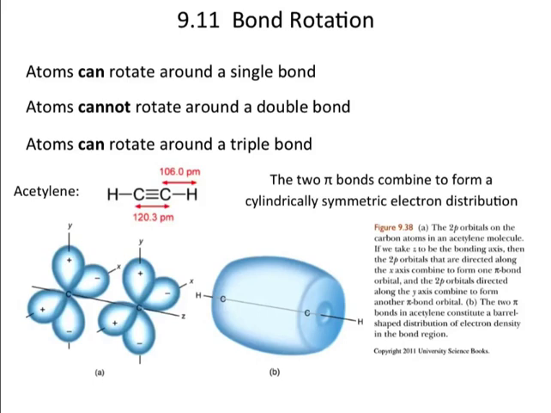Now you can rotate around a triple bond because the 4 lobes of the 2 pi bonds ultimately merge together to be cylindrically symmetric. But the outcome here really doesn't matter, because if you can rotate around this bond versus if you can't rotate around this bond, you still have a linear geometry, and so rotation doesn't really affect anything. So ultimately, it doesn't matter whether you can rotate around a triple bond or not.